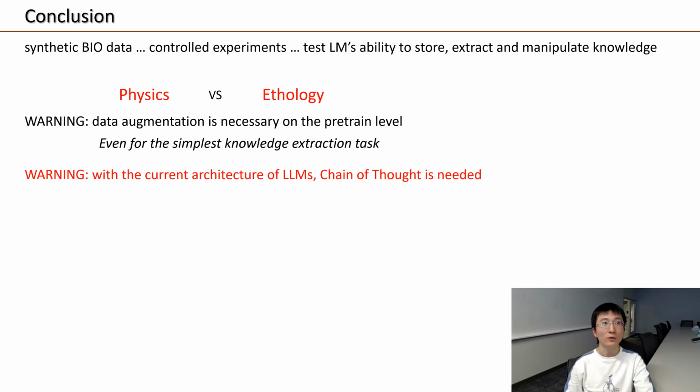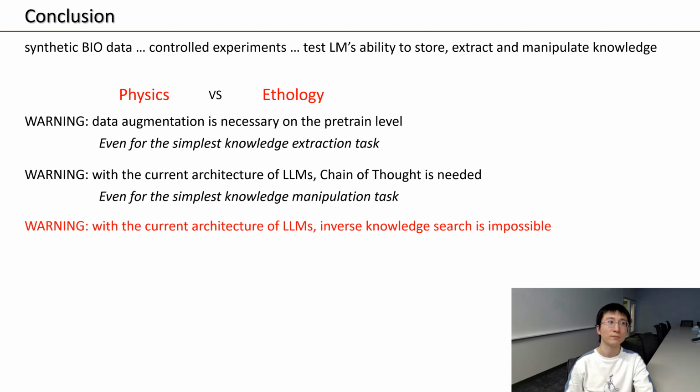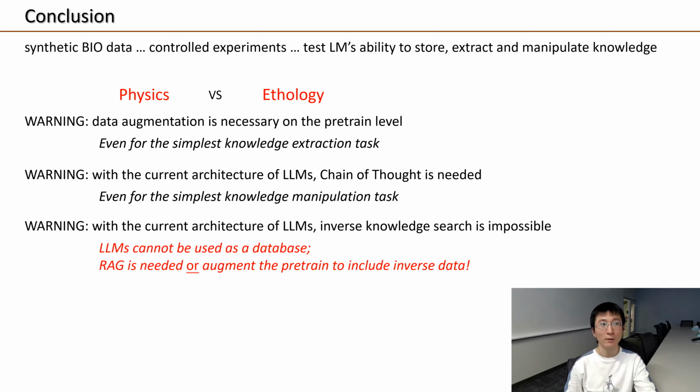Message two is that with the current architectures of large language models, chain of thought is really needed, even for the simplest possible knowledge manipulation task, like testing even or odd for a birth month and so on. The third takeaway message is that with the current architecture of large language models, inverse knowledge search is just impossible. That means we cannot use LLMs as a database, unless you do something like RAG, like adding Google search as a plugin, or unless you augment the pre-trained data to also include the inverse order of the data, so that inverse search becomes a forward search and so on.